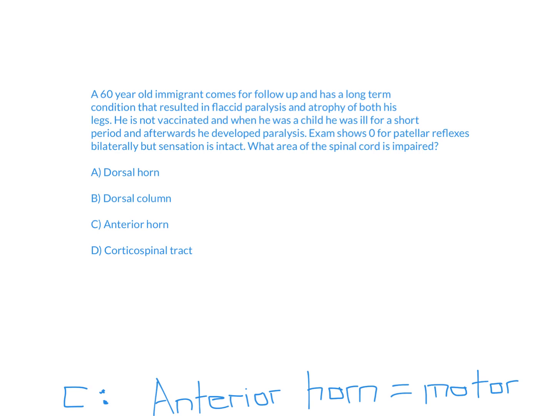And so what that's going to lead you to believe is if they're not vaccinated, then they potentially could have gotten polio, which is also clued when they say that the patient was ill for a short period of time, probably by a virus. And then finally, they give you the exam findings associated with a flaccid paralysis for this patient, which is going to be the 0 for the patellar reflexes, but sensation is still intact, showing you that the dorsal column is still intact. So it's going to be the impairment of the anterior horn, and that's how you answer this question.